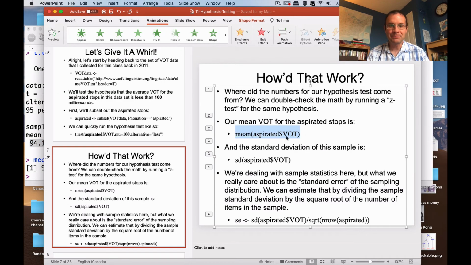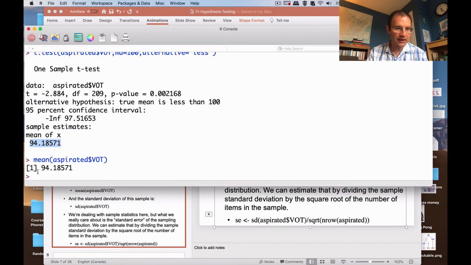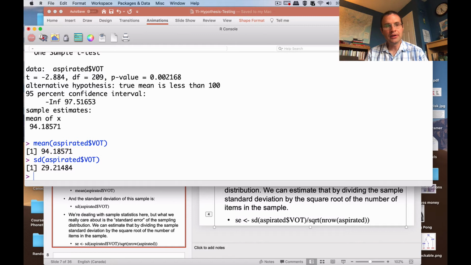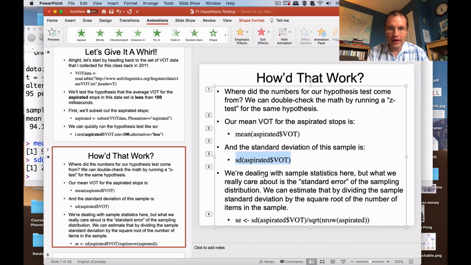So that's reassuring. We can also look at what the standard deviation of the sample is. I'll pop that in here, and we get a number, 29.2. Okay, well, what does that mean? It's hard to say, just that's the amount of variation that we're getting in these VOT values.